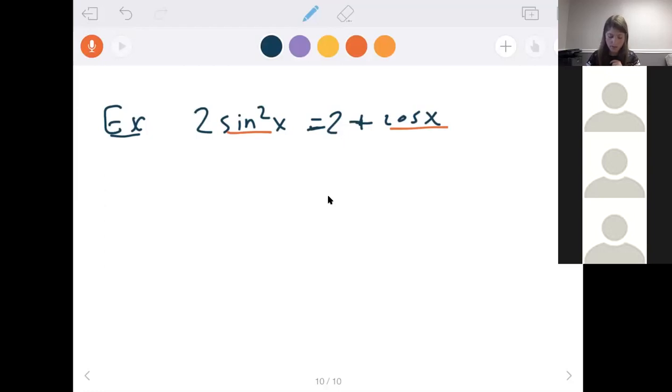But in this case, here's the trick. Anytime you see a sine squared, we know that there's a connection between sine squared and cosine squared: sine squared plus cosine squared equals 1.